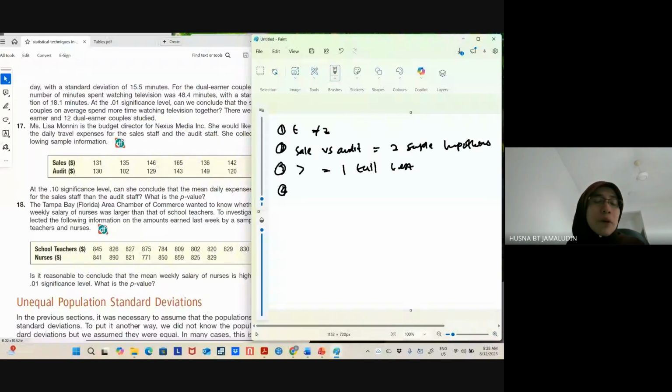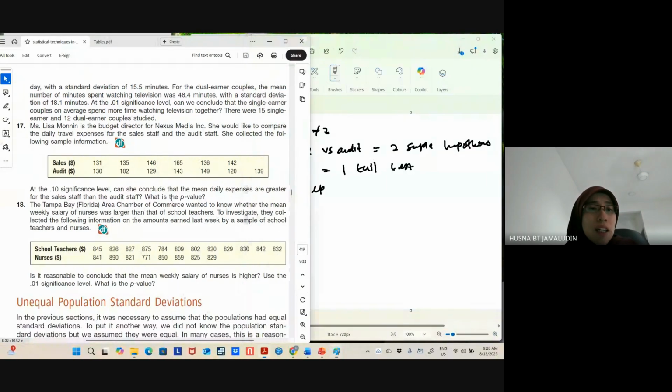So sales staff and audit staff are two different people. Of course, this will be independent samples. So the rest of the steps will be the same. You're going to have 6 steps.